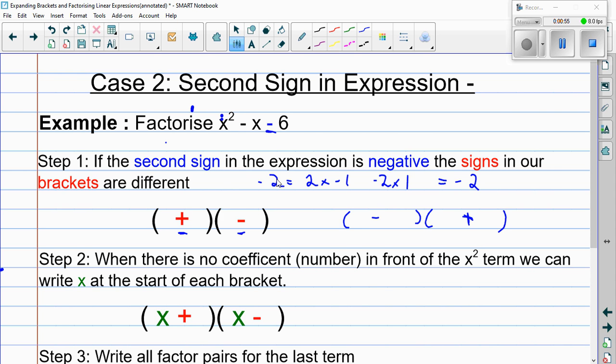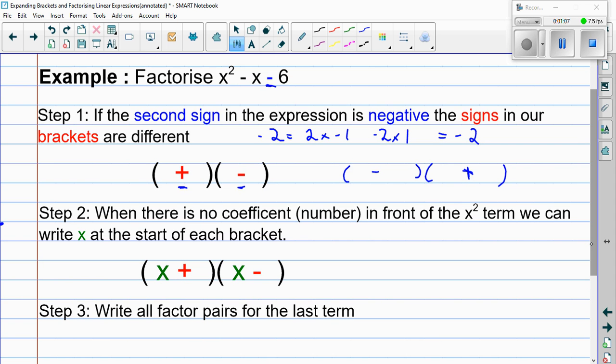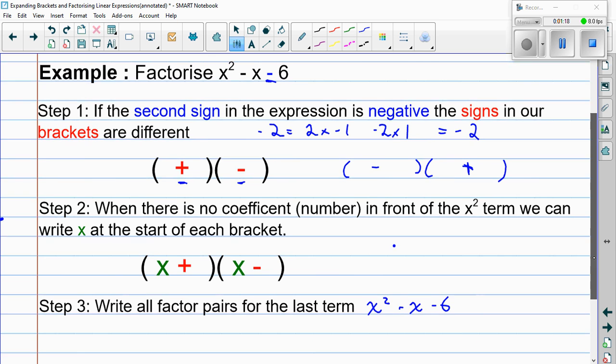When we're looking at this case, we know that we're looking in the cases where we don't have an a term, so we don't have a number out front of our x squared. So we can write in our brackets just simply x squared, x and x. So we have x plus and x minus. I'm going to recopy our expression just down here so I can see it throughout all my work.